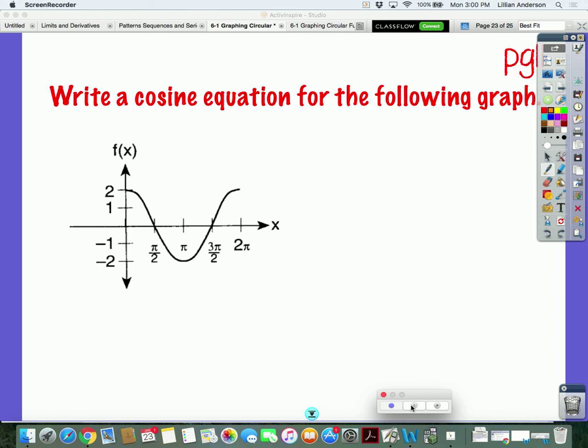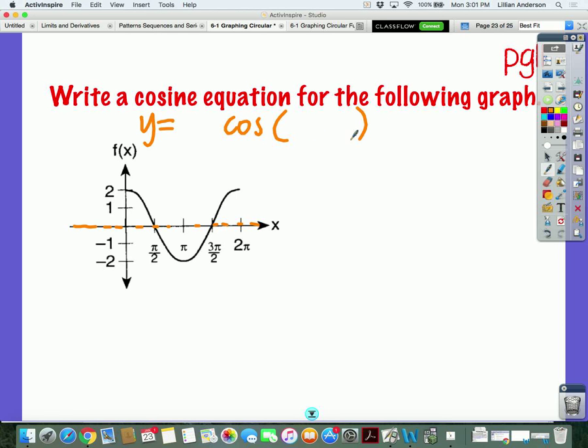Now, one thing I always like to do is try to find where the midline is. Where's the line that cuts the graph in half? It's right there at 0. If the midline doesn't change, then you already know that there is no vertical shift. If the midline's at 0, that is your vertical shift. Your vertical shift is 0. So we already know one piece of information: that D is 0.